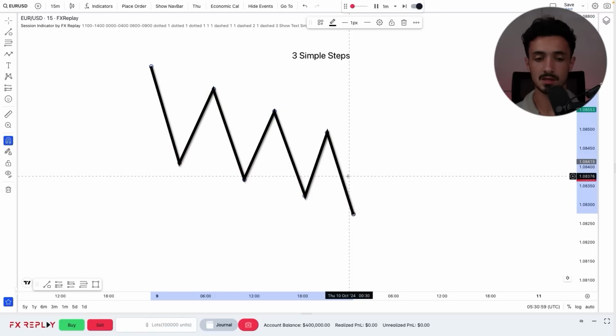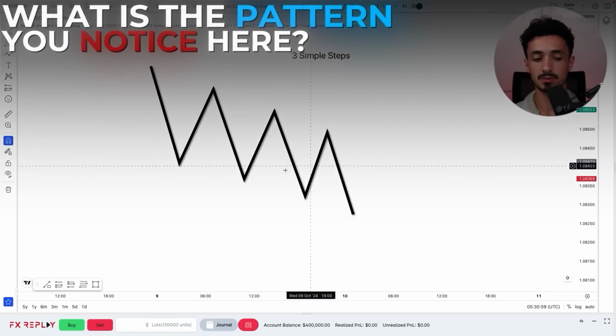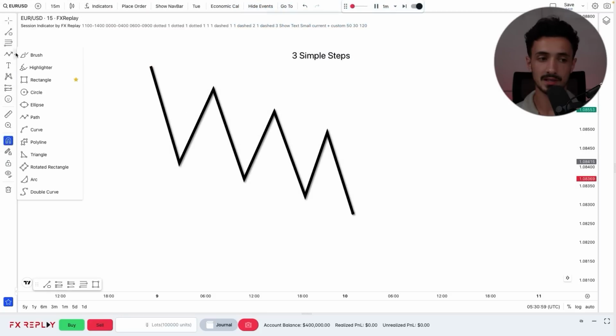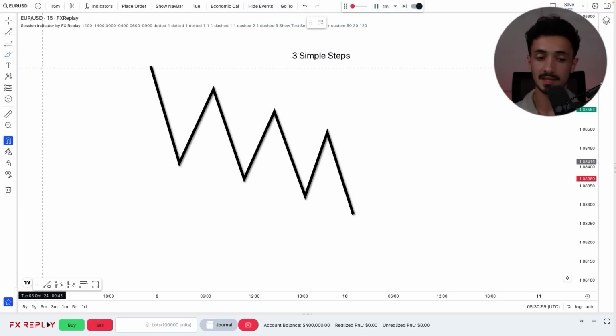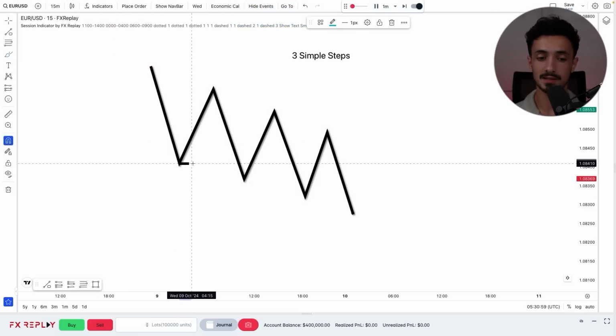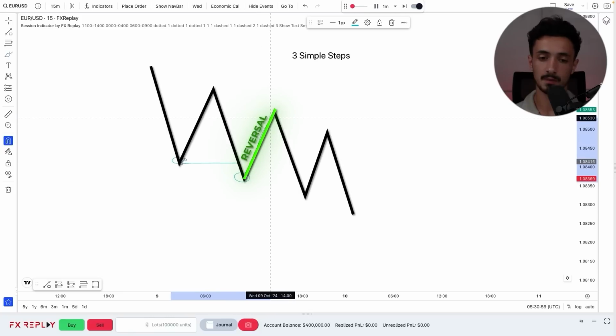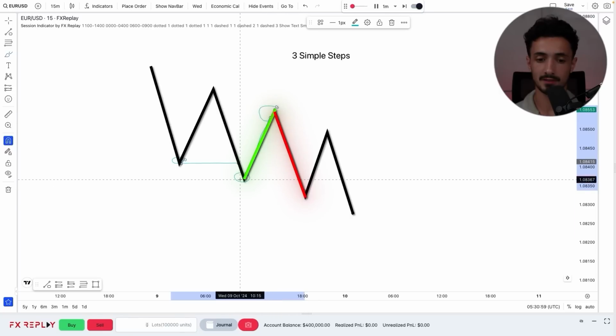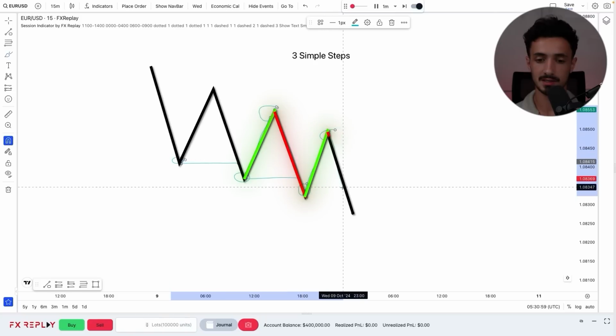Now, what is the pattern that you notice here? Well, there are 2 main takeaways. The first takeaway is that after price puts in a new lower low, there's a reversal period. Price pulls back, and then price will get into a certain area, and then it will begin to reverse again, and price will continue. And after we make a new lower low again, price will give us our confirmation and reverse, confirmation, and continue.